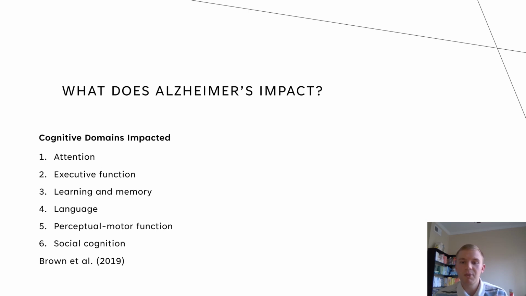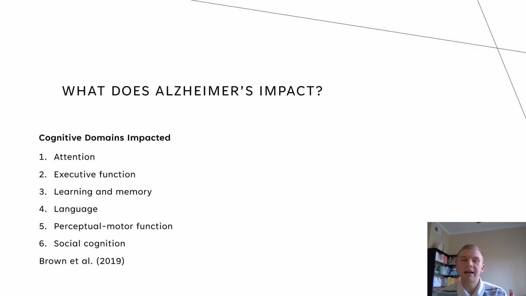The third one is learning and memory. Memory is probably the most well-known side effect or symptom of Alzheimer's disease. And then learning is also impacted by this disease. Fourth is language. This can be both in producing language or understanding language. And so this can be difficulty with slurred speech or trouble finding words, difficulty understanding other people.